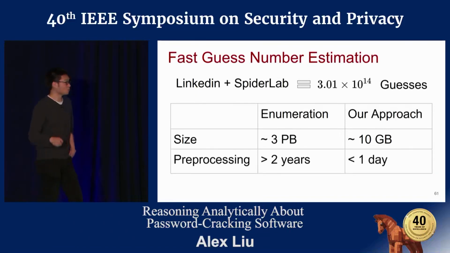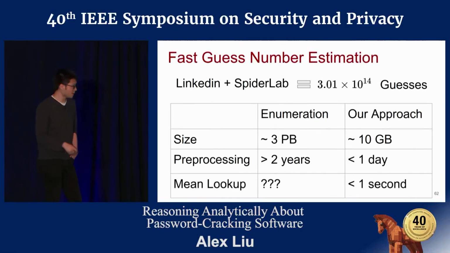And piping everything to disk will take you more than 2 years. And of course, this is I/O bounded. Well, we just need less than a day to do some pre-processing. And after the one-time pre-processing, we estimate the guess number in less than a second. We don't know the lookup time for the naive approach because we didn't pipe 3 petabytes to our disk.